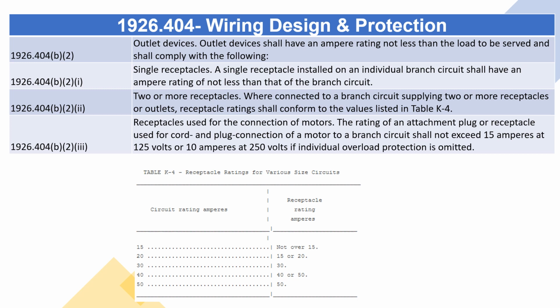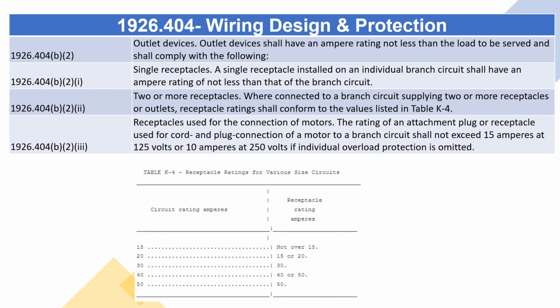1926.404(b)(2) Outlet devices. Outlet devices shall have an ampere rating not less than the load to be served and shall comply with the following. (b)(2)(i) Single receptacles. A single receptacle installed on an individual branch circuit shall have an ampere rating of not less than that of the branch circuit.